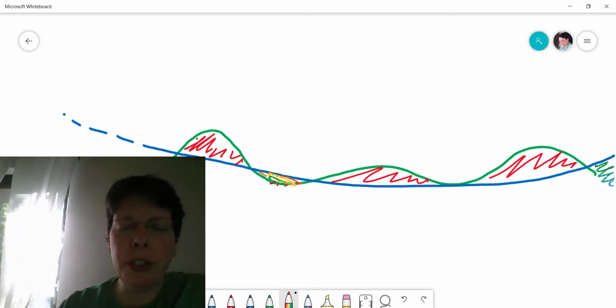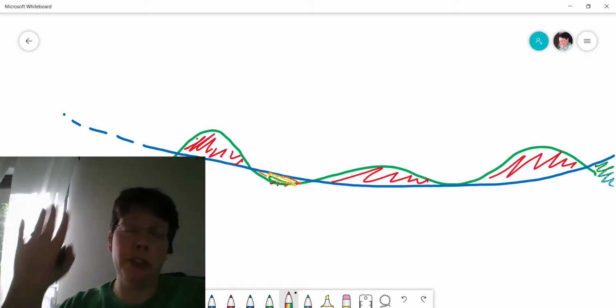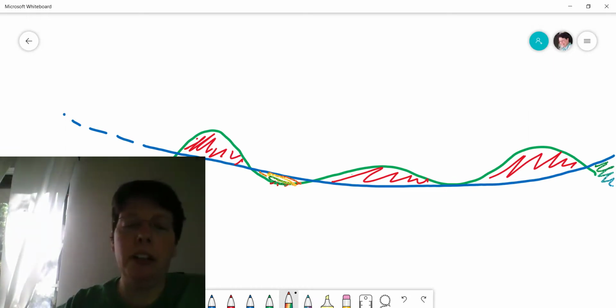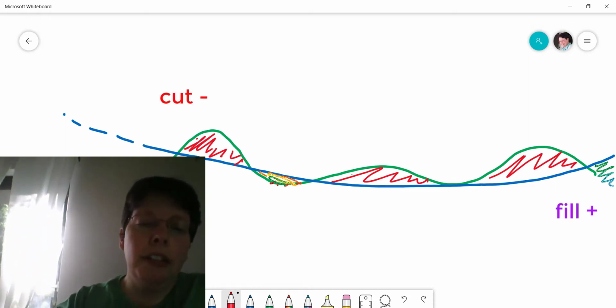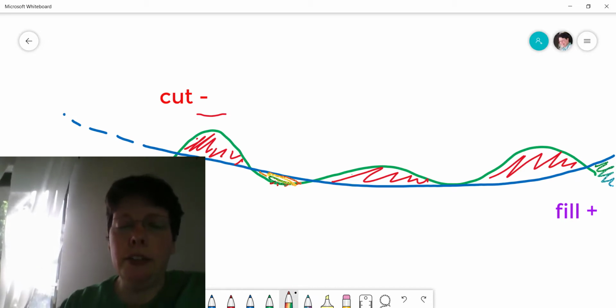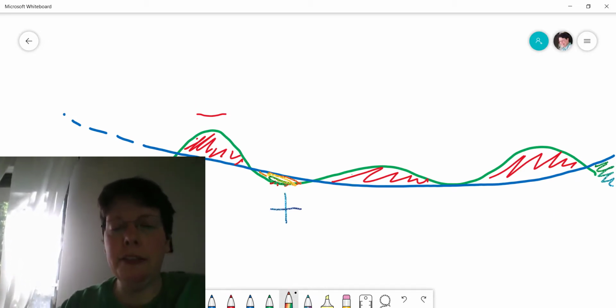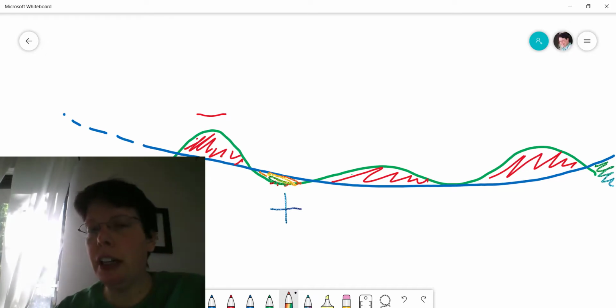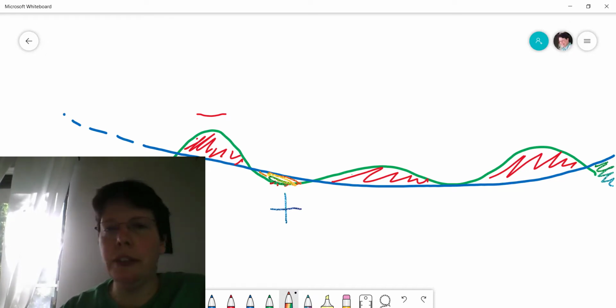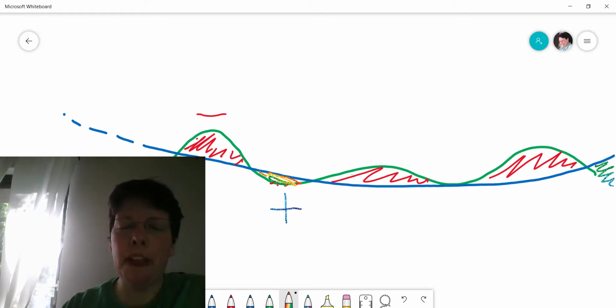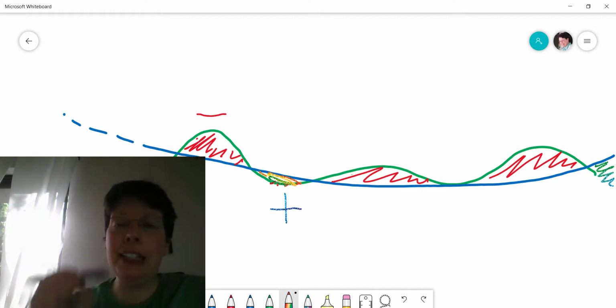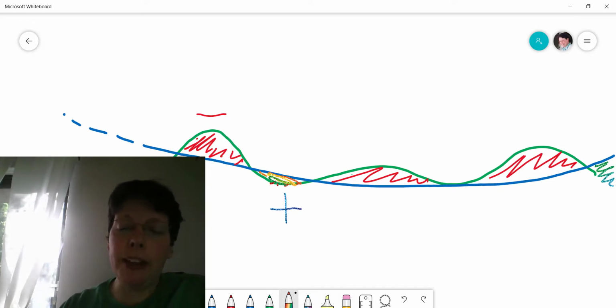So what you're going to do is you're going to come up. There's two ways to do it, just mathematically, where cut is negative and fill is positive. And then you just add up all of the cuts and you add up all of the fills and you subtract them. That's the easiest way, and that's the way that I recommend.